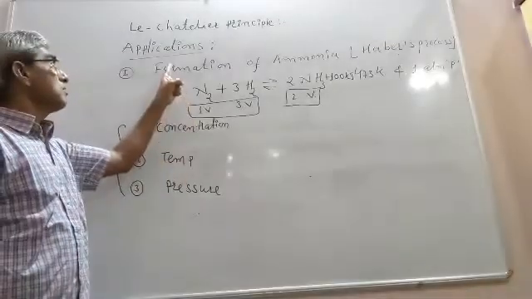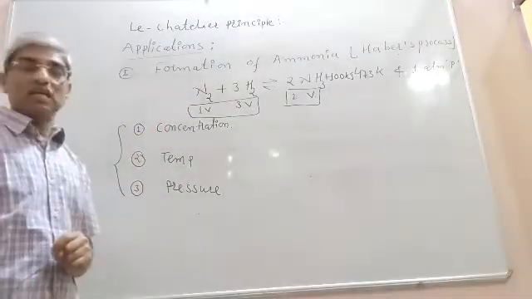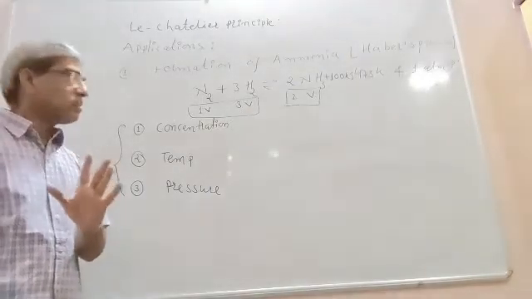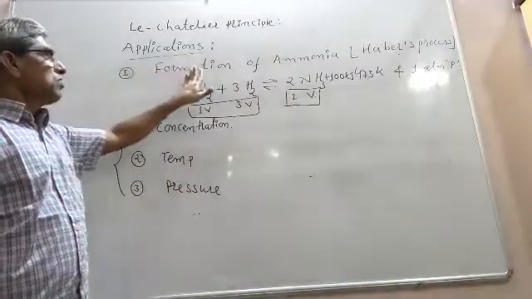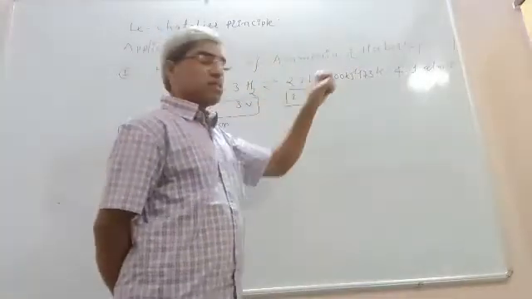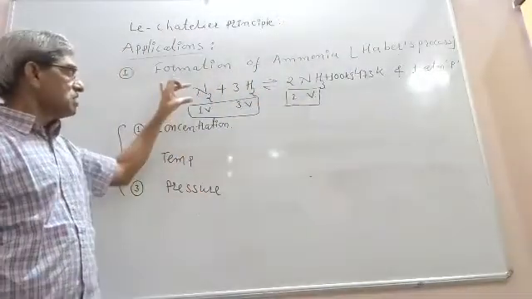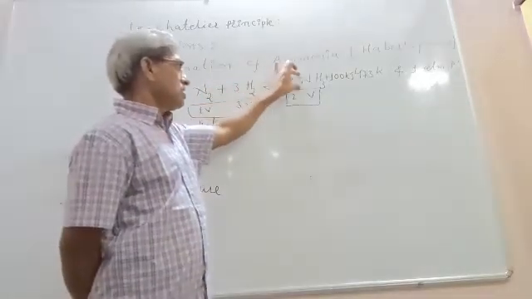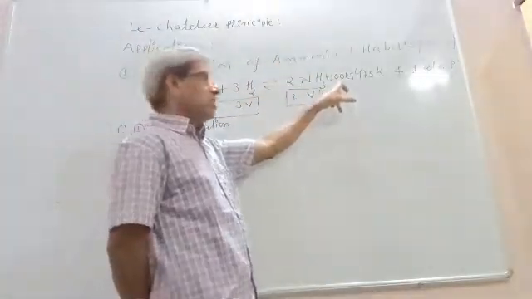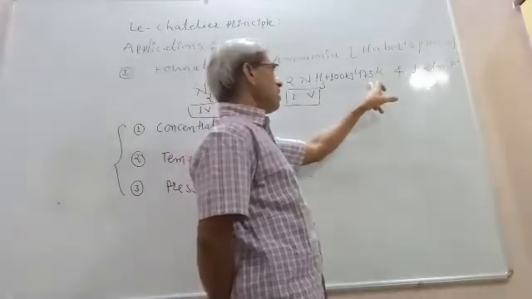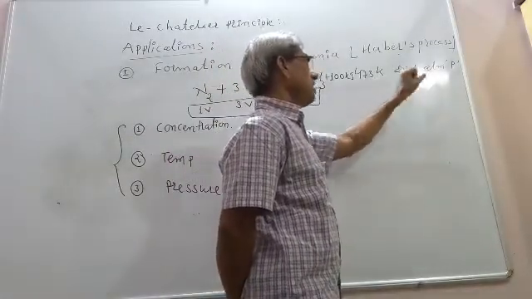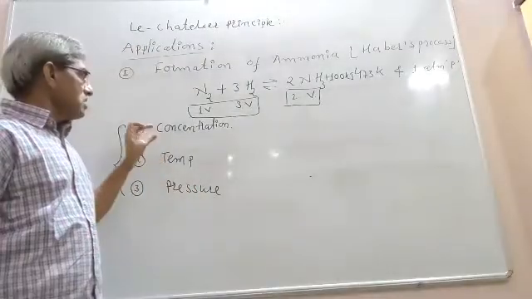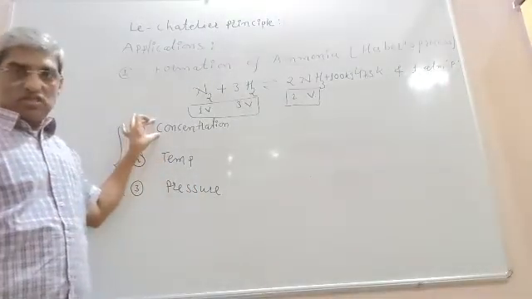This is the first application of Le Chatelier principle. I will repeat the same in short. First application, formation of ammonia in Haber's process, and for that we consider N2 reacts with thrice H2 to give twice NH3 plus 100 kilojoule. This reaction is carried out at 473 Kelvin and under 1 atmospheric pressure. Then we consider the first factor, concentration.